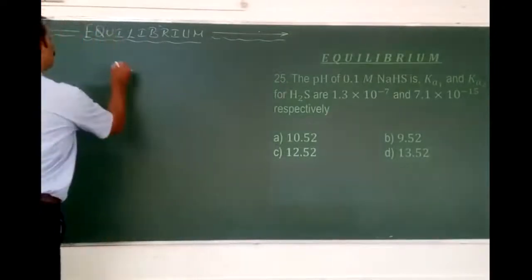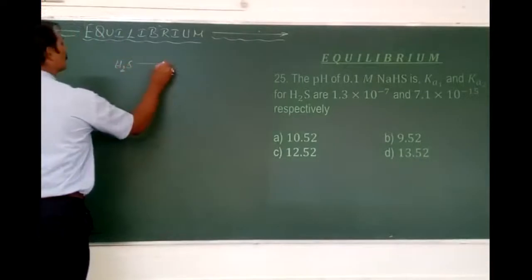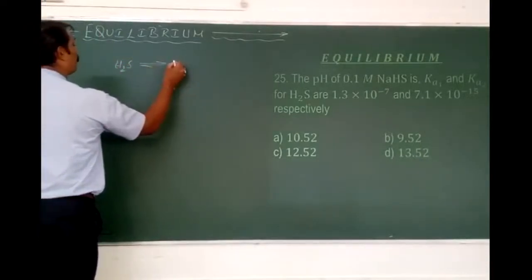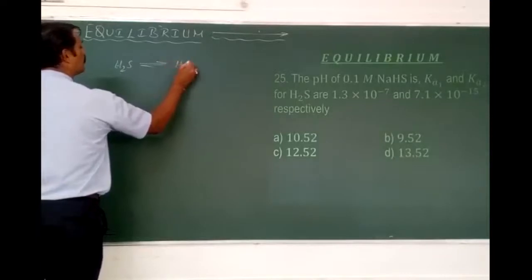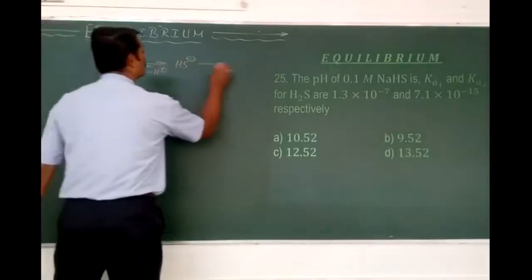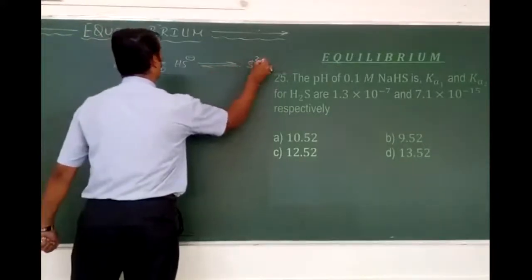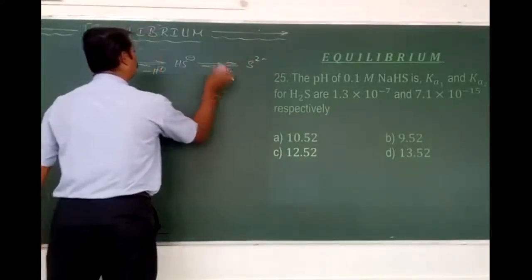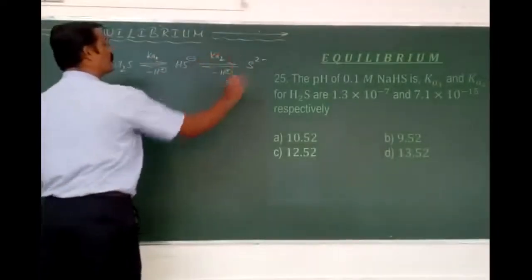So here, H2S gets ionized to form HS minus by the loss of 1 proton. This is also converted to S2 minus by the loss of another proton. Here the dissociation constant with respect to the first step is K1, and with respect to the second step it is K2.